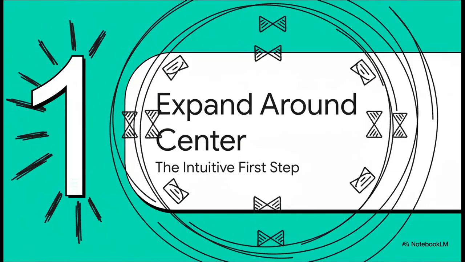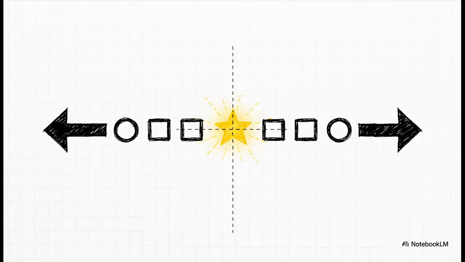Okay, so how do we actually find it? Where do you even begin? Well, one of the most common and honestly most intuitive approaches is something called expand around center. And it's a great starting point because it uses the very definition of a palindrome to its advantage. The idea behind it is actually super simple.